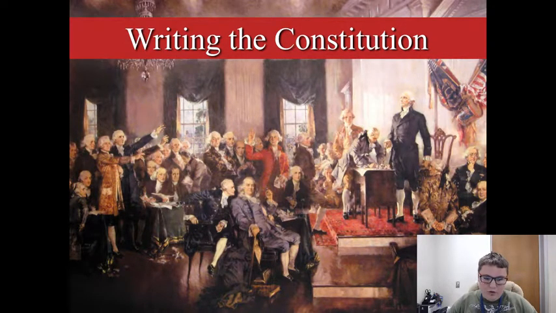Some conventions agreed to approve the document only if the new government pledged to add several amendments, giving explicit protections of individual rights. The Constitution became the supreme law of the land, and promised amendments became the Bill of Rights.